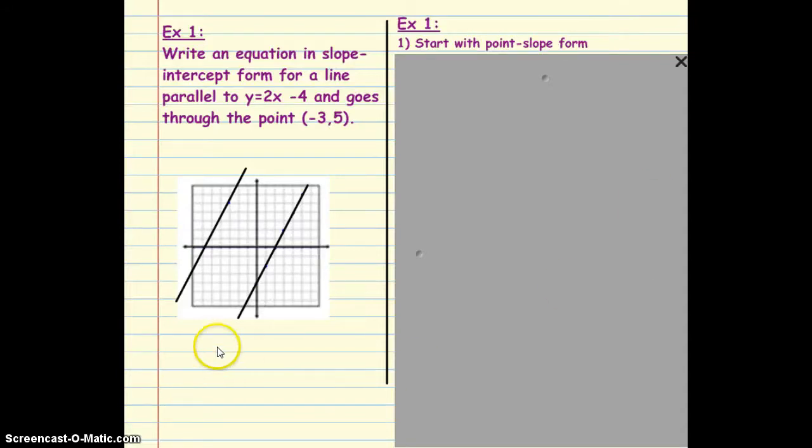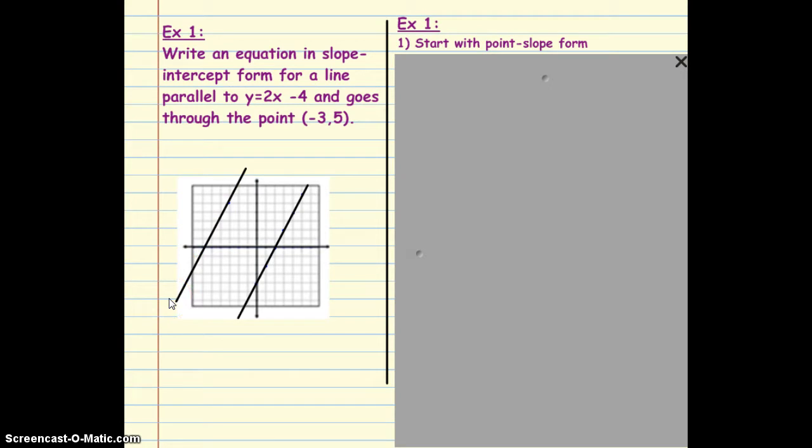Alright, for the visual, here is the graph of y equals 2x minus 4, and we are trying to find the equation for this line that is parallel. Notice the lines are parallel, they won't ever intersect, and they have to go through the point -3, 5. So -1, 2, 3, up 5 right here. So here is the line that we are trying to find the equation for.